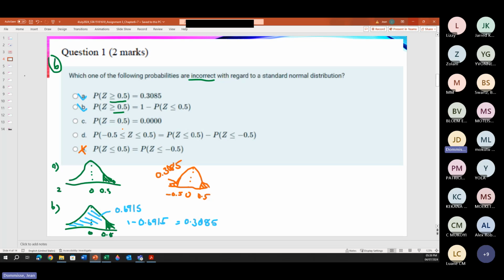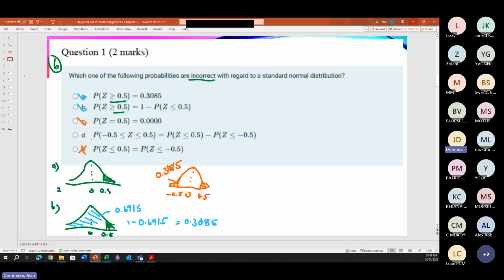So there is not a way that we can calculate it, because you have it for a certain area, so smaller than, bigger than, or between 2 points, but not an exact point. So for Z equal to 0.5, the probability is 0. We're not working with a discrete distribution. For discrete distributions it's possible, but not with continuous distributions.